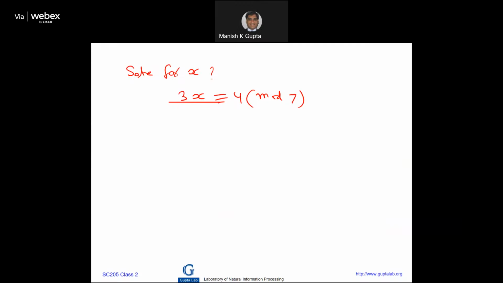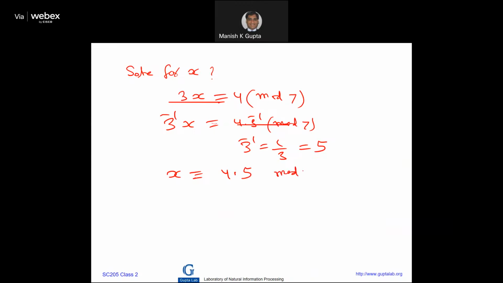What is the inverse of 3? 5. So I can multiply with 3 inverse on both sides. So x is congruent to 4 into 5, right? Which is 20. Mod 7 is how much? 6. Very good. So 3 inverse times 3x is congruent to 4 into 3 inverse mod 7. Since 3 inverse is equal to 1/3 is equal to 5, x is congruent to 4 into 5 mod 7, which is 6 mod 7. Right. So these kinds of equations you can solve easily.